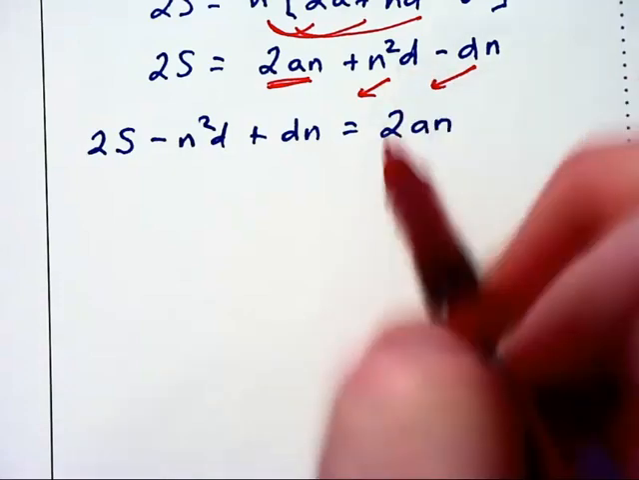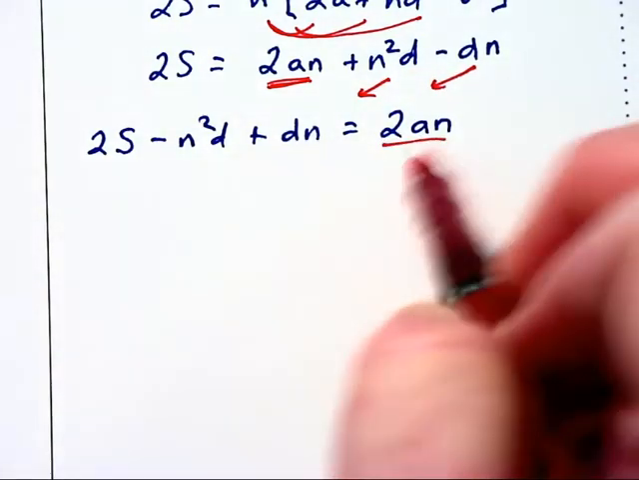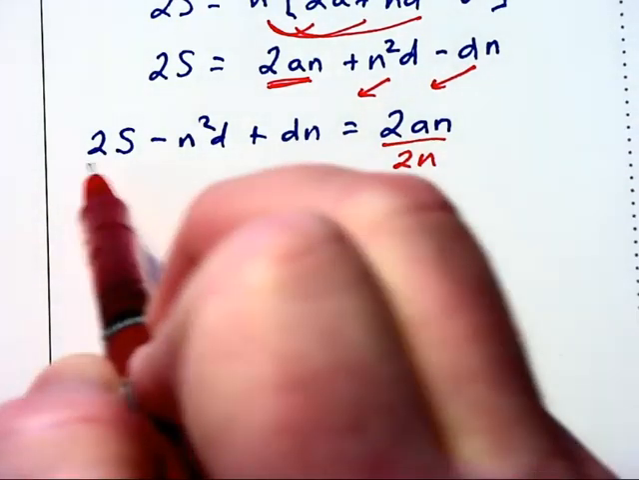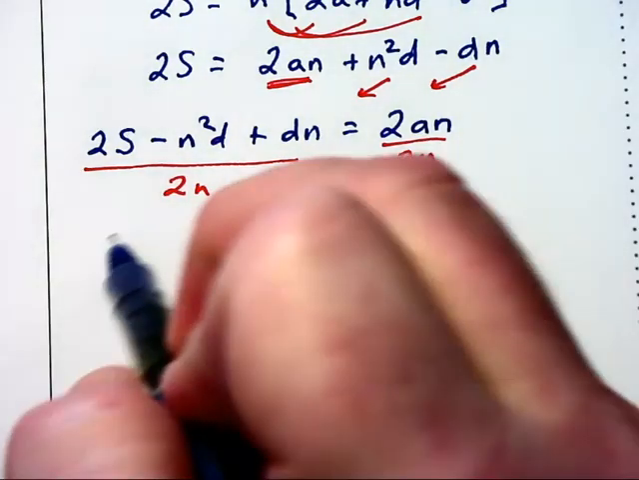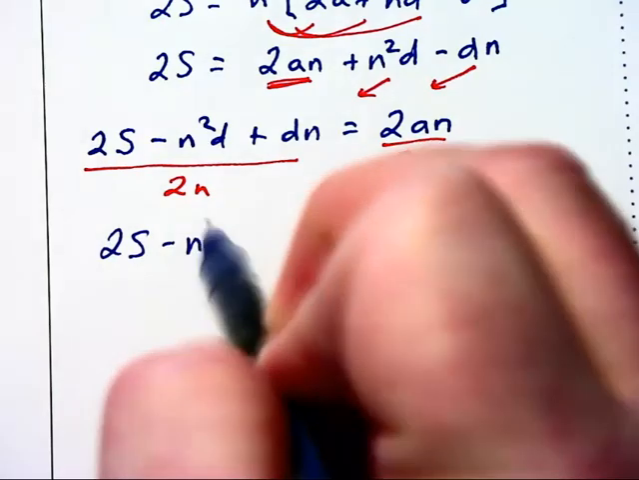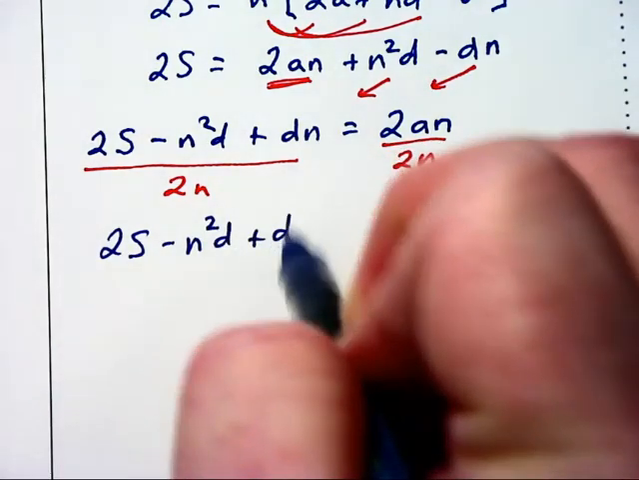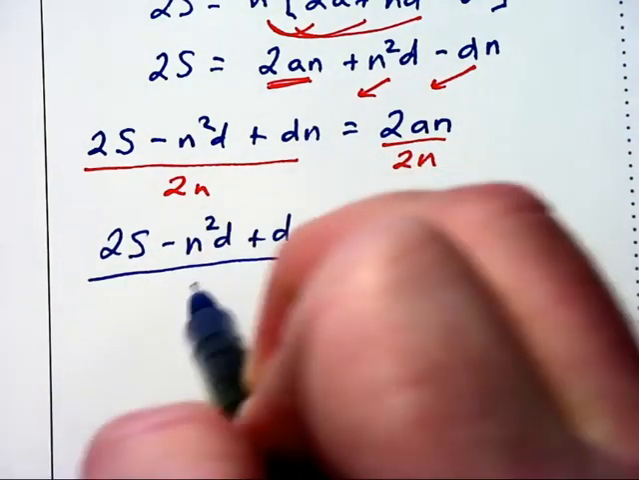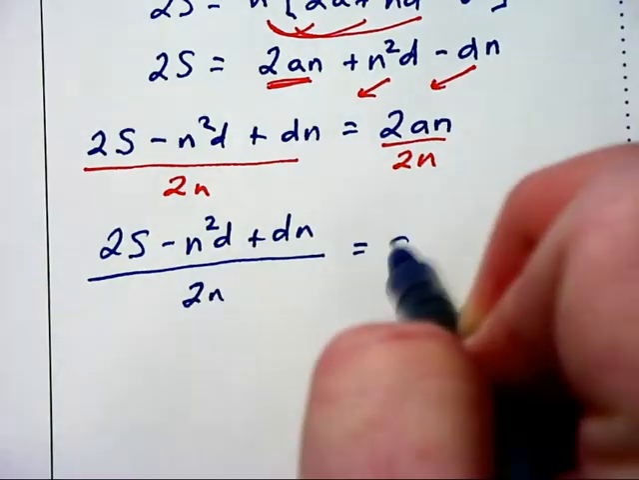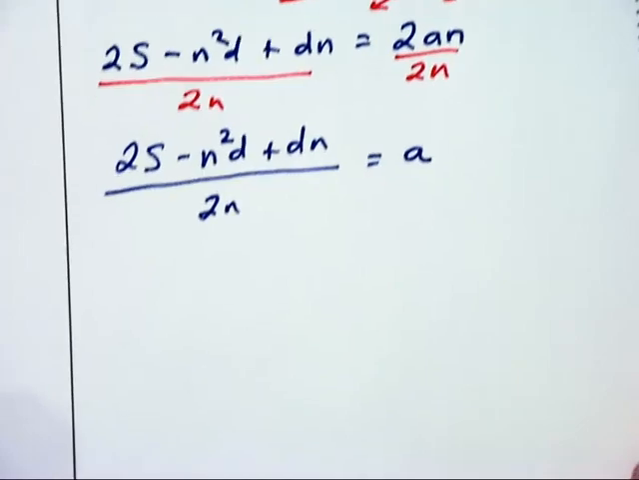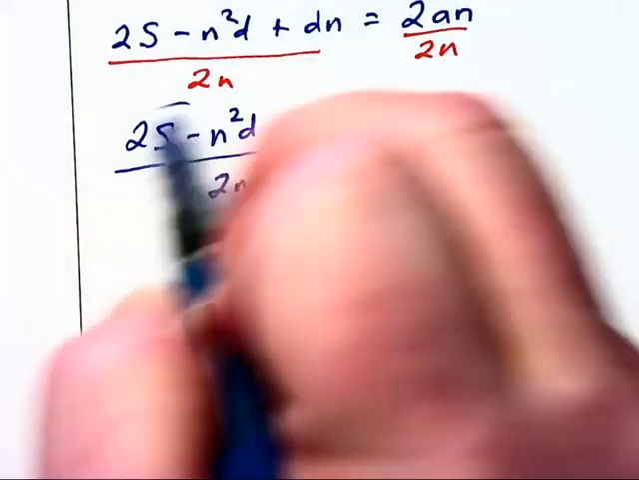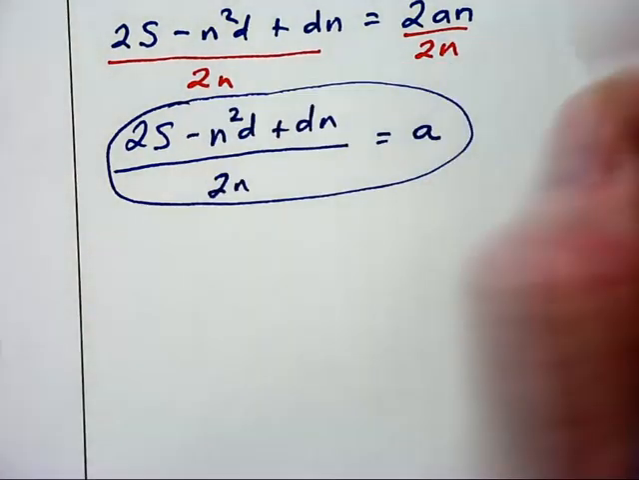We want to isolate the a by itself, which means we need to divide off the 2n on each side of the equation. This will give us 2s minus n squared d plus dn all over 2n is equal to a. Since this expression on the left cannot be simplified, this is one way of writing our solution set.